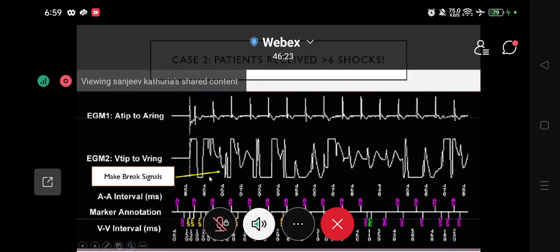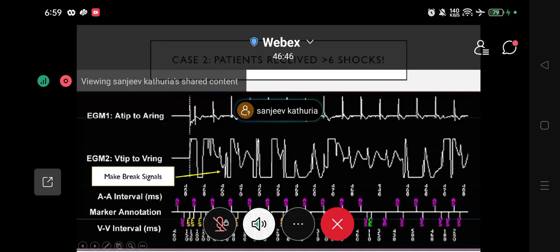See, here it is okay because the lead was in contact. Suddenly there is a break. So many signals have come. As a result, see the annotation FS. That is fibrillation sensed. So it is giving shock because it is going into the zone of fibrillation.